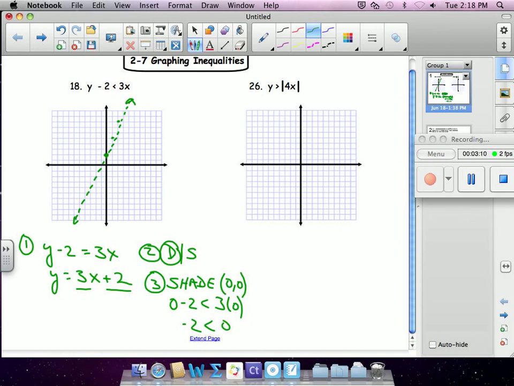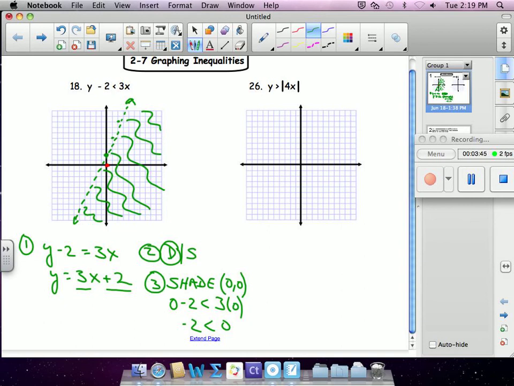Once you've plugged in 0, 0, you have to ask yourself the question, does the statement make sense? Is negative 2 less than 0? That is a true statement. So I checked 0, 0, which I'll mark with a red dot. That point made sense, so I shade towards that point, which is everything on the right side of my line. Now I have my solution to the original inequality.